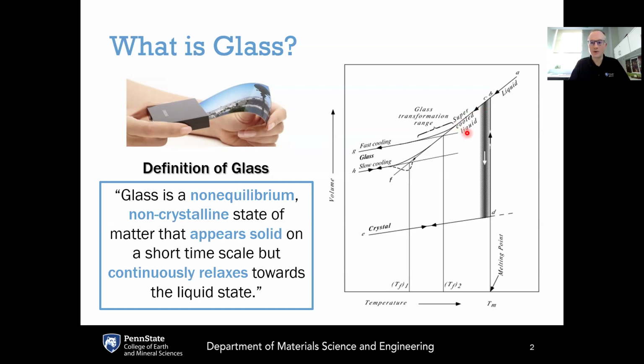The supercooled liquid, by definition, is just any liquid that is cooled below its normal freezing point. From a thermodynamic point of view, the supercooled liquid is not the equilibrium state. If you look at this temperature here, the equilibrium state at that temperature would be the crystal. It's the crystal that has the lower Gibbs free energy compared to the supercooled liquid.